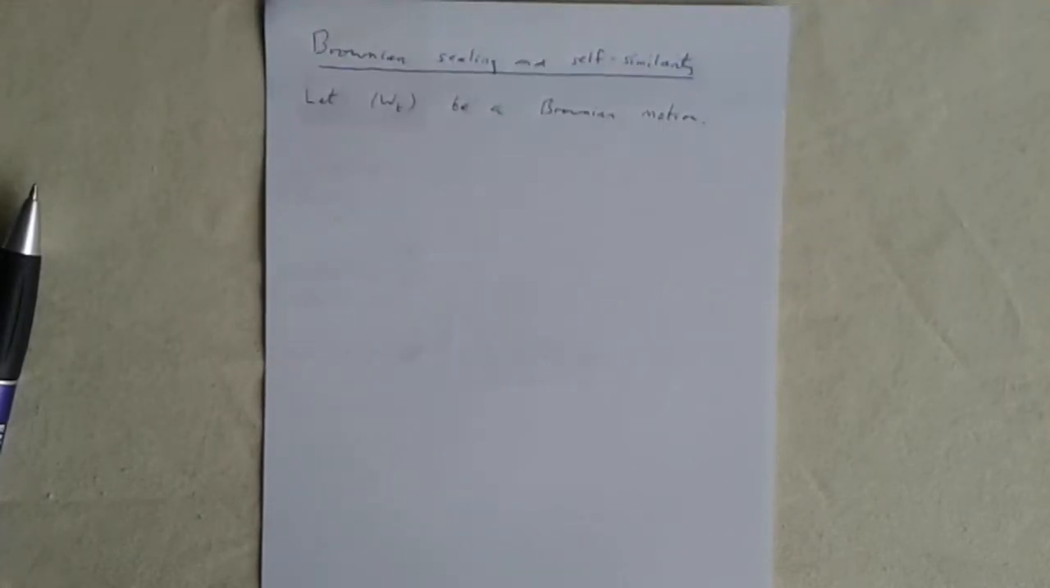Brownian scaling and self-similarity. Let W_t be a Brownian motion. That's a phrase we're going to be hearing quite a lot of from now on, because Brownian motion is the simplest Ito diffusion. It's usually the one we start with in any given modelling situation. So we start with a Brownian motion and then do something to it or make some remarks about it.